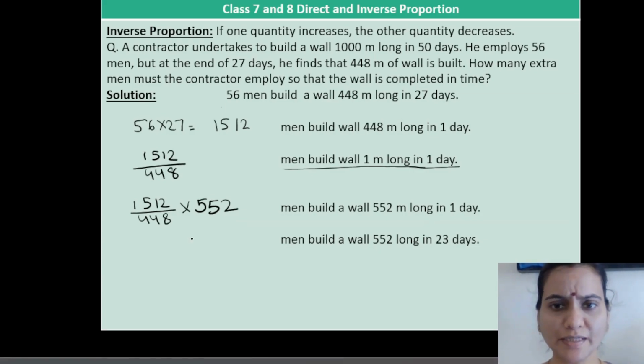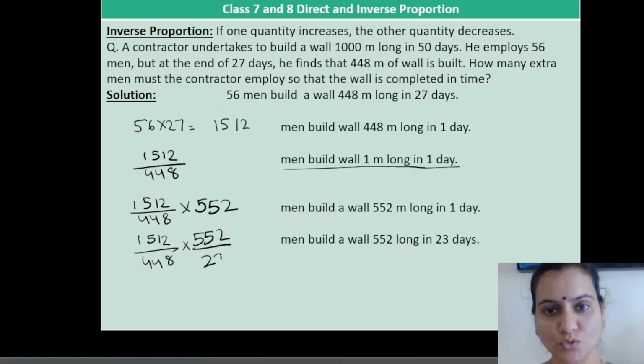In one day, these many men will be required, but in 23 days definitely fewer men can do it, because the work will be spread over a number of days. It's not one day's work, it is now 23 days' work. So how do I find it for 23 days? Here we need to divide. This is what inverse proportion is all about. So 1512 divided by 448 into 552 divided by 23. The whole numerator divided by 23 gives us the final total number of men required.